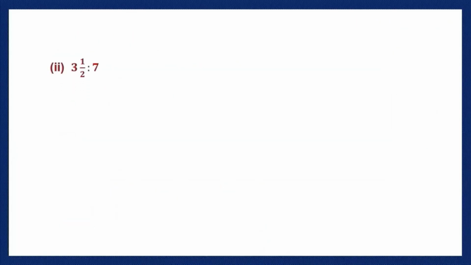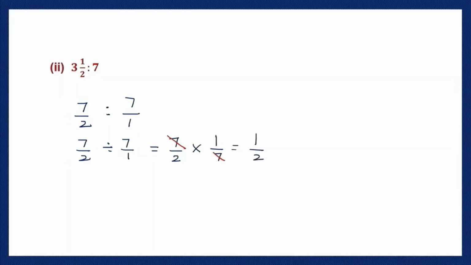Next question. 3 1 by 2 is to 7. So let's convert. 2 3s are 6 plus 1. 7 by 2 is to 7, and we'll give it a denominator 1. So let's make this division. 7 by 2 divided by 7 by 1. So division of fractions, the first fraction remains the same. Division changes to multiplication. 7 by 1 we write the reciprocal. Now we can cancel 7 and 7. So what is remaining is 1 by 2. So our ratio is 1 is to 2.